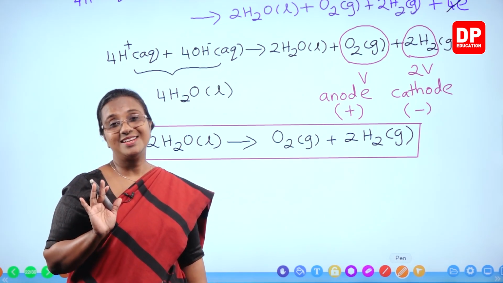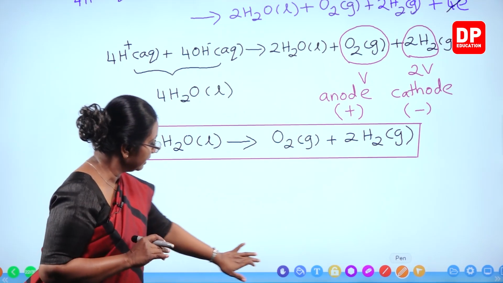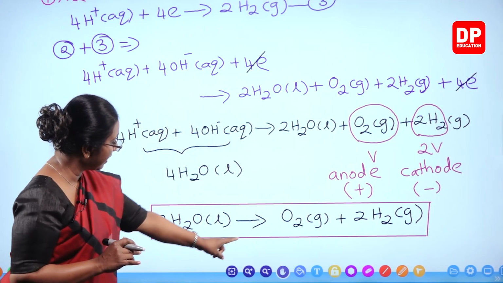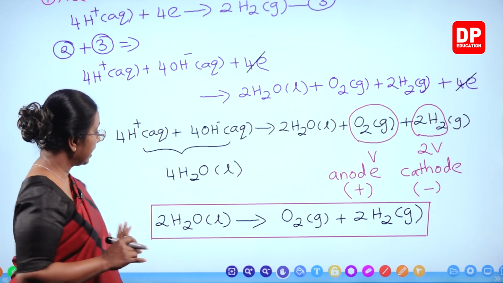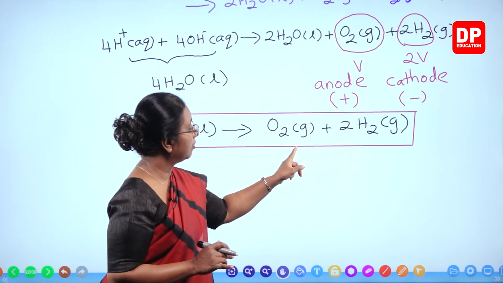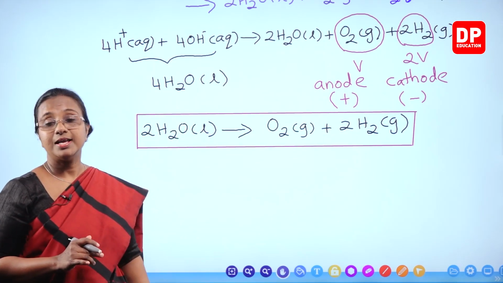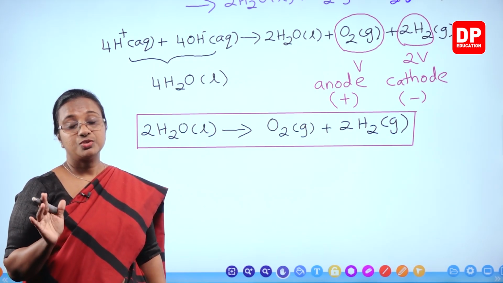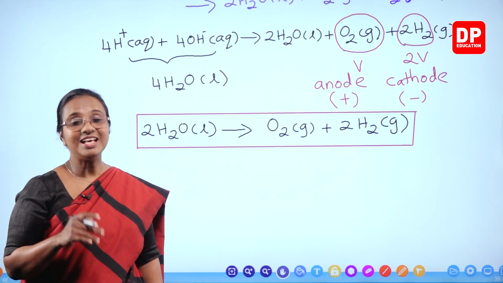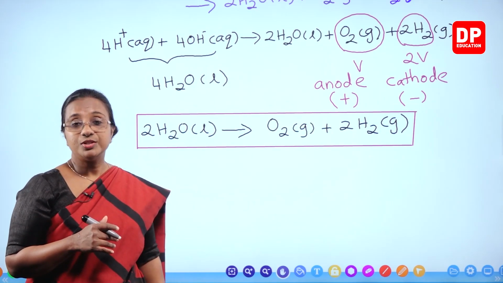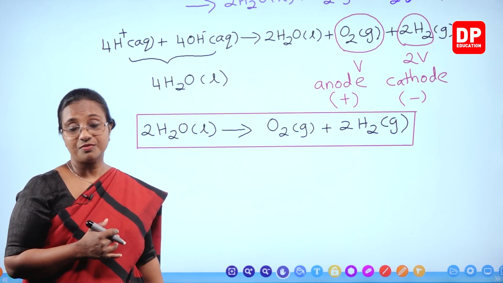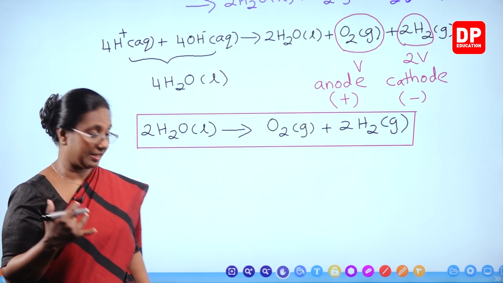So you have to understand this, students. So here in this one, I have explained how we get the equation, but finally you all can understand that from water, 2H2O liquid, 1 oxygen gas and 2 hydrogen gas is produced. So that is how the reaction occurs. I am sure you all can understand that. So with that, I will move on to the next slide where I will discuss the reactions related to electrolysis of acidulated water in order again.